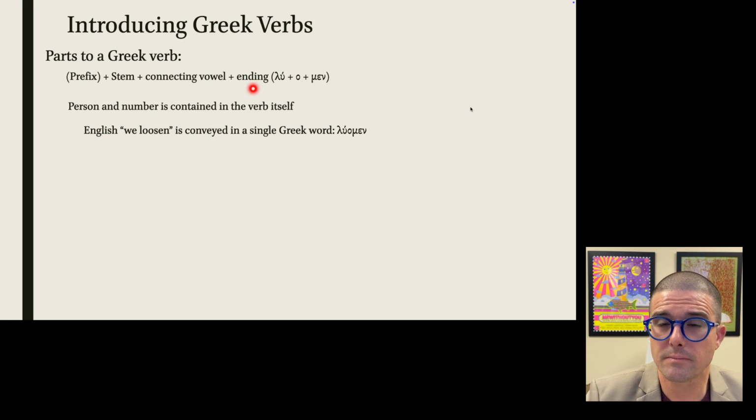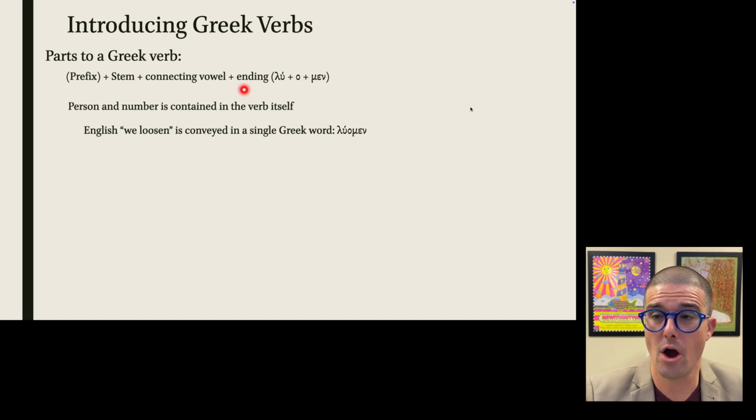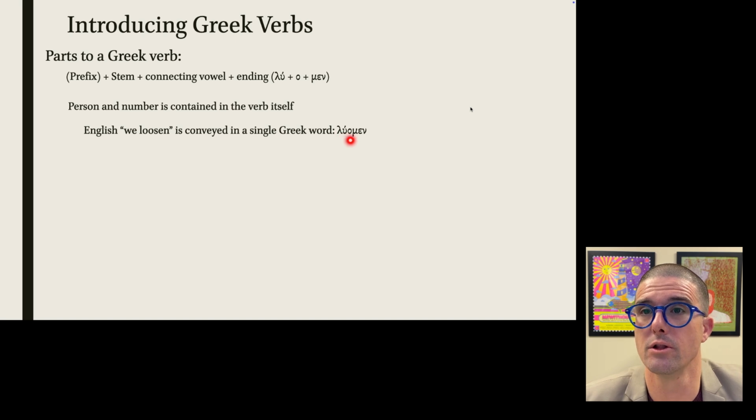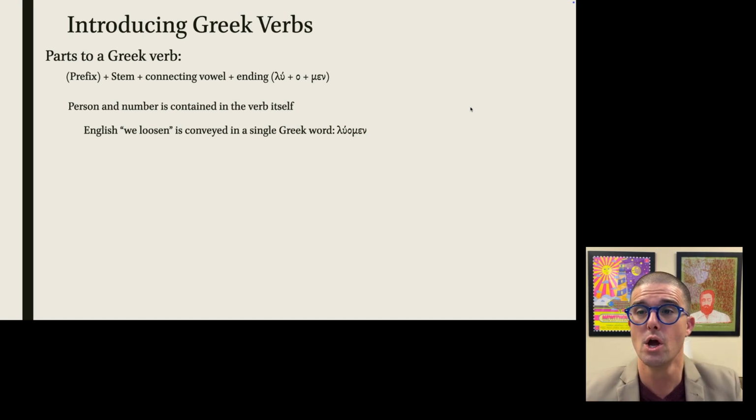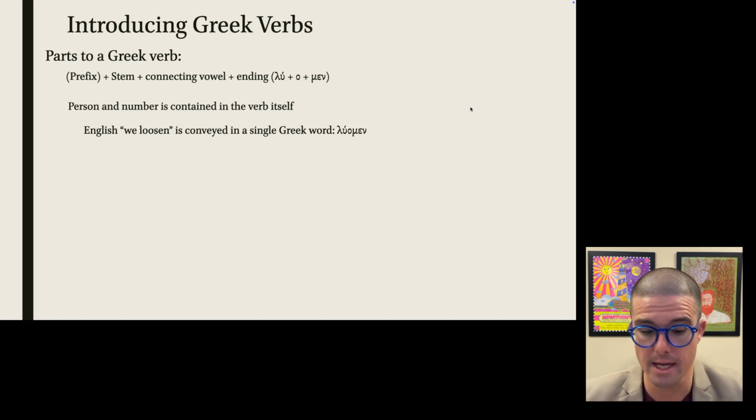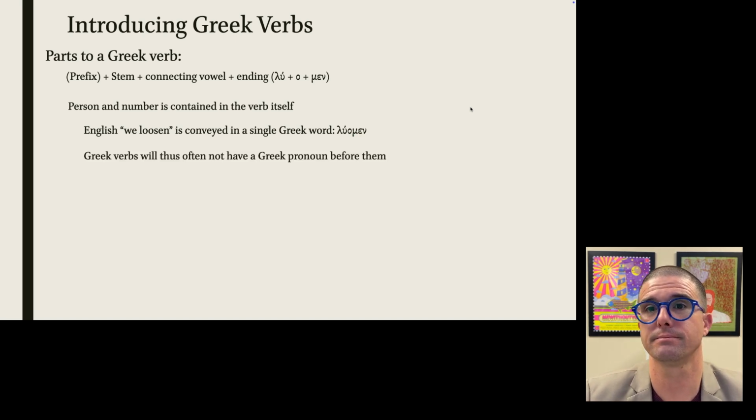So to indicate that we are doing the thing, the ending men is going to indicate that we. It's going to indicate the first person plural in one single verbal system, what is called the present active indicative. So we loosen is conveyed by the single word luamen. So this means we loosen in English, because English is not a highly inflected language. We have to add in the extra pronoun we to indicate the information that is already embedded in the men there. And so Greek verbs will usually or very often not have a pronoun before them.